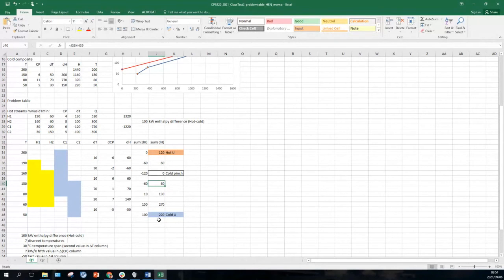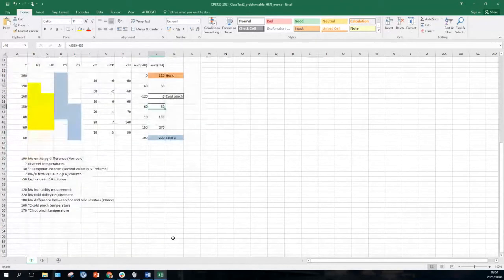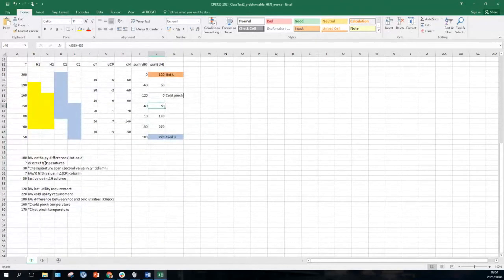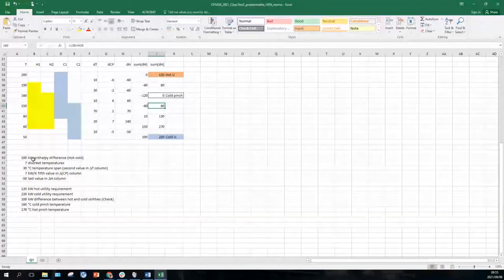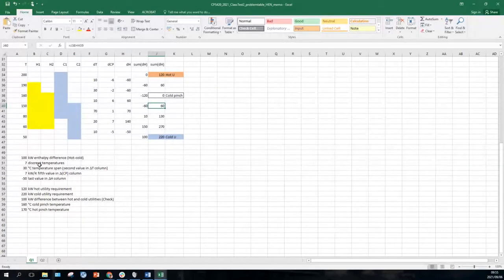So again, make sure that you check that so that when you submit your answer, you know you've submitted correctly. This is how the marking occurred. That you've worked out that 100 kilowatt enthalpy difference.